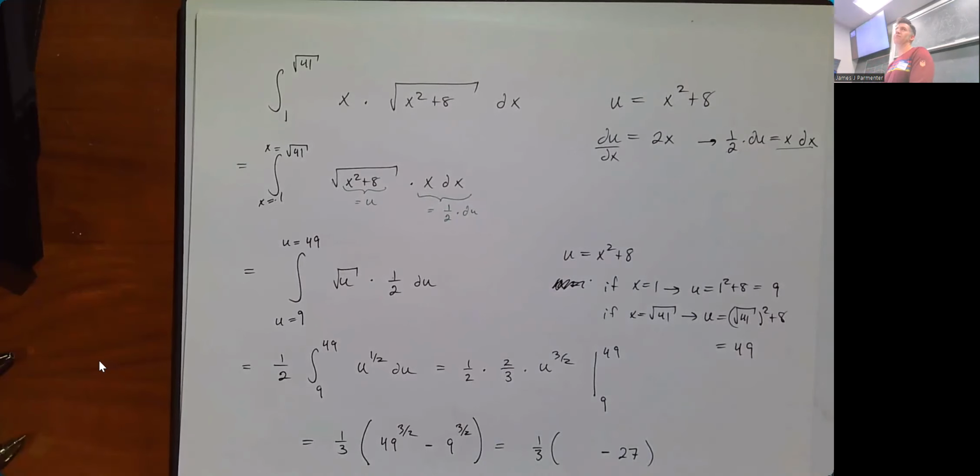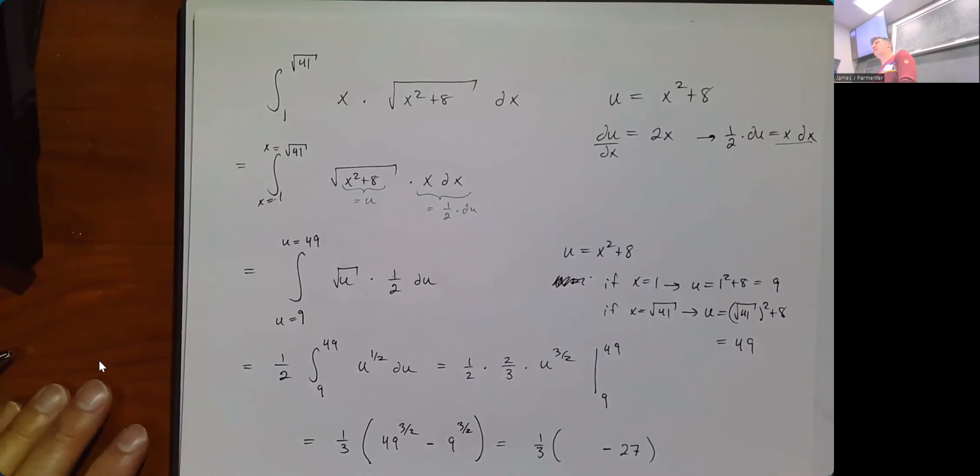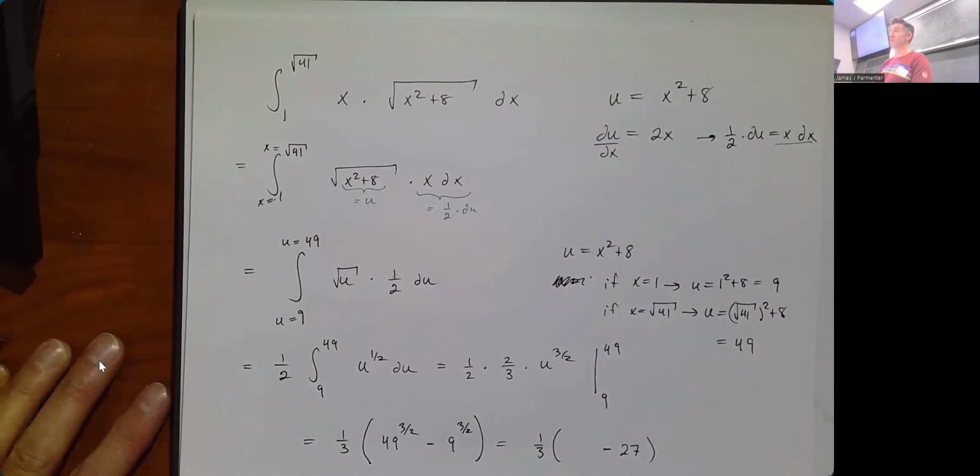Dana, I'm going to call on you. What's 49 to the 1 half? Yeah, 49 to the 1 half. 7. Okay, 7 cubed is a little bit harder. 7 times 7 is 49. 49 times 7, well, 50 times 7 is 350. So 49 times 7 is 7 less than that, which is 343.